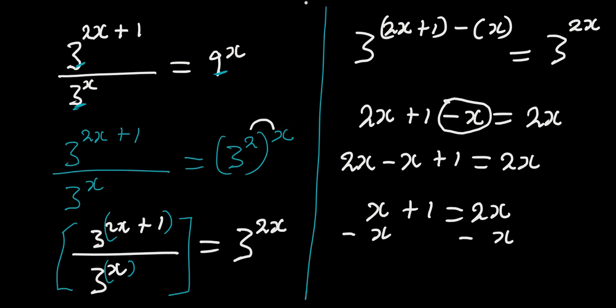Then x minus x will cancel out, and now we have 1 on the left side, and this will be equal to 2x minus x, which is x. So the final answer is x equals 1. I hope this is clear to you. All right, so let's quickly move on to the next question.